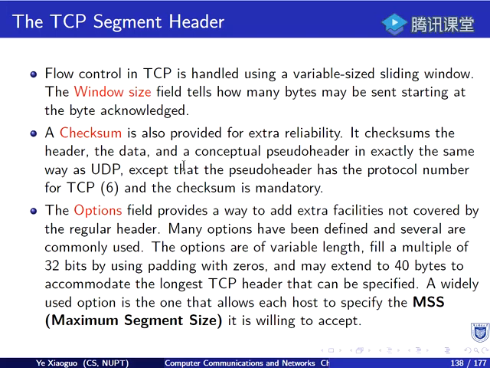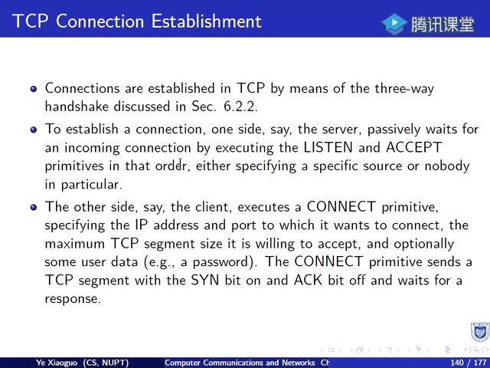They are filled to a multiple of 32 bits by padding with zeros, which makes 10 to 40 bytes to accommodate the longest TCP header that can be specified. A widely used option is the one that allows each host to specify the MSS it is willing to accept.